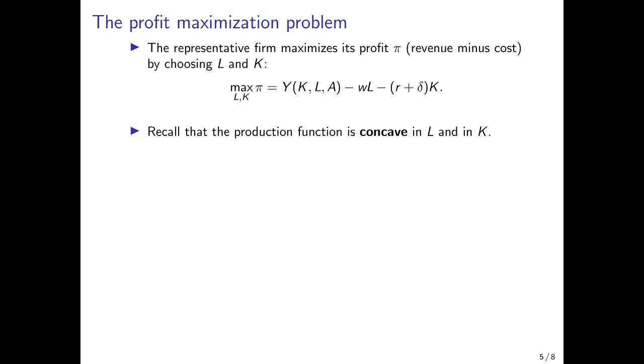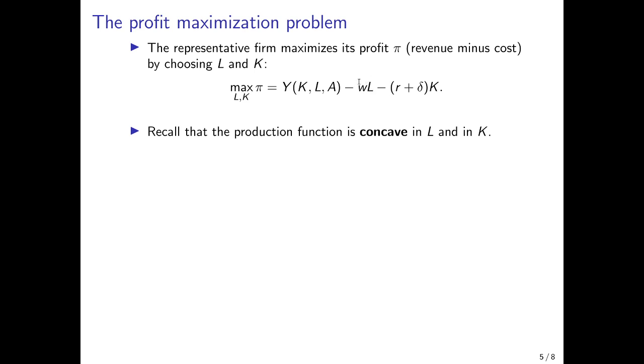And the same holds true with respect to capital. So assume you have 10 workers in the firm and no machines, then buying the first machine or renting the first machine increases output quite a lot. But if you have then 1,000 machines or so for the 10 workers, then the additional effect of each additional machine becomes very low. So this function is concave.